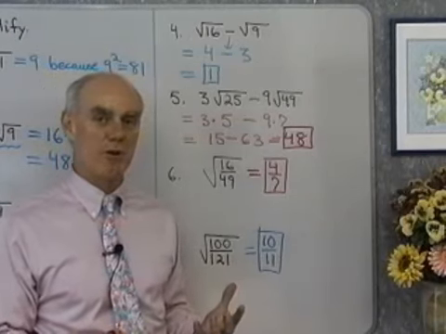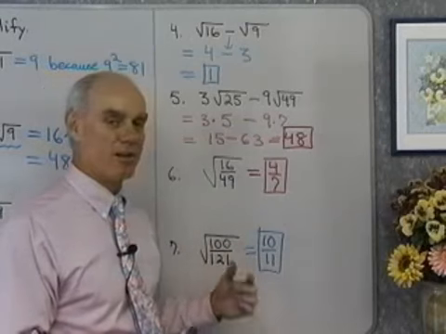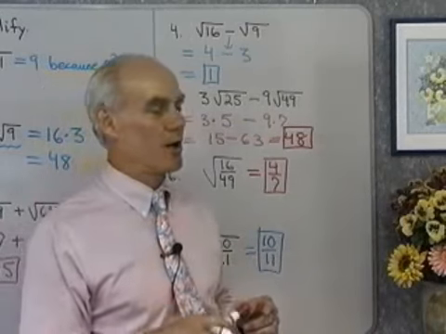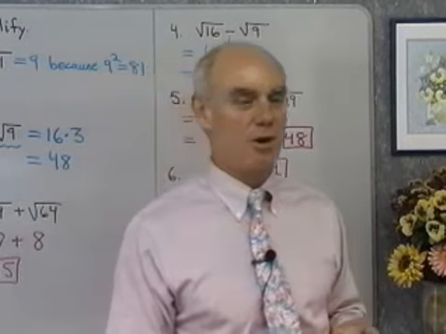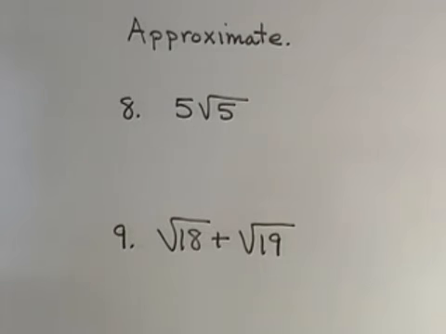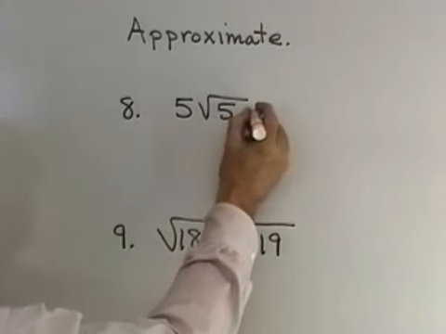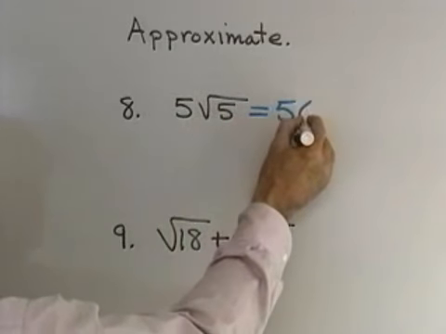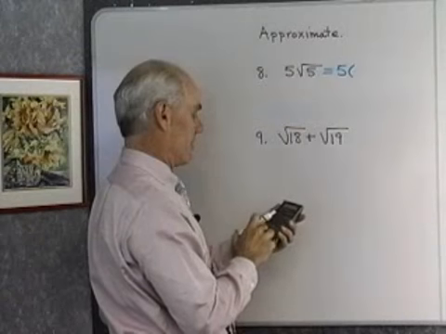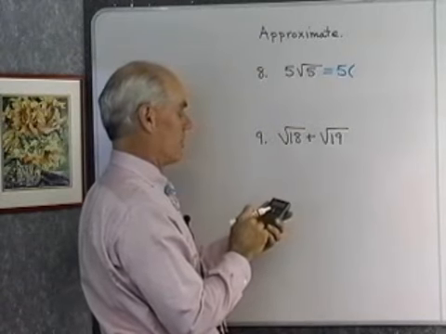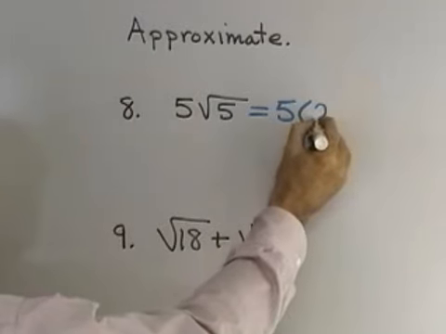I simply look for the number that I square to get what's under that square root sign. Let's look at a couple of problems now where we approximate some square roots. Problem number 8, I have 5 times the square root of 5, and I want to approximate this with a decimal. So I'm going to use a calculator to look up square root of 5. So 5 square root, I get 2.236.